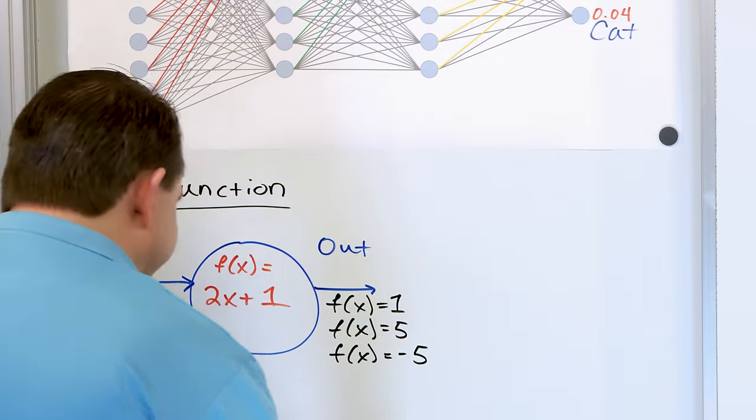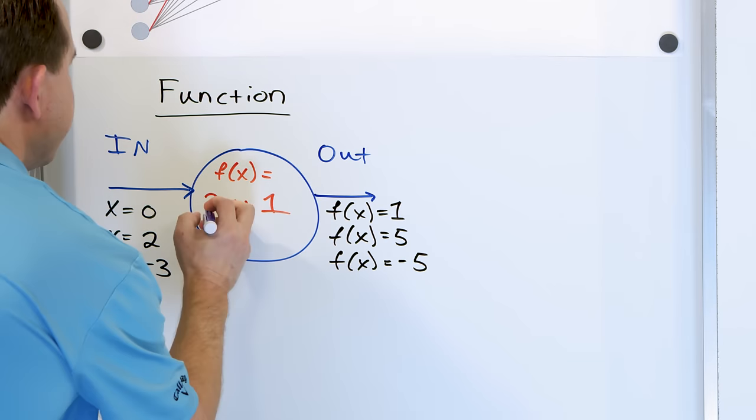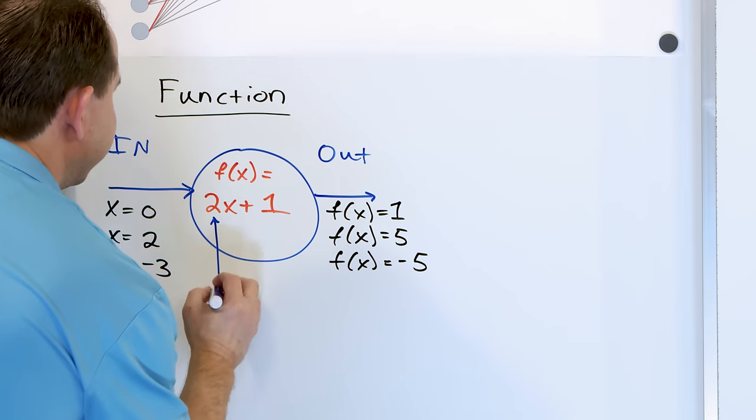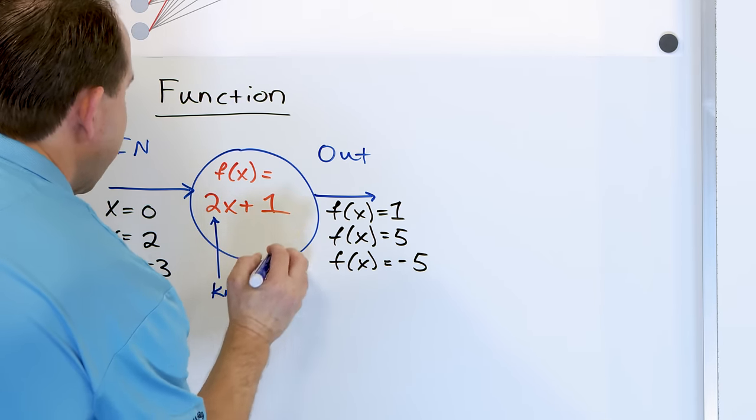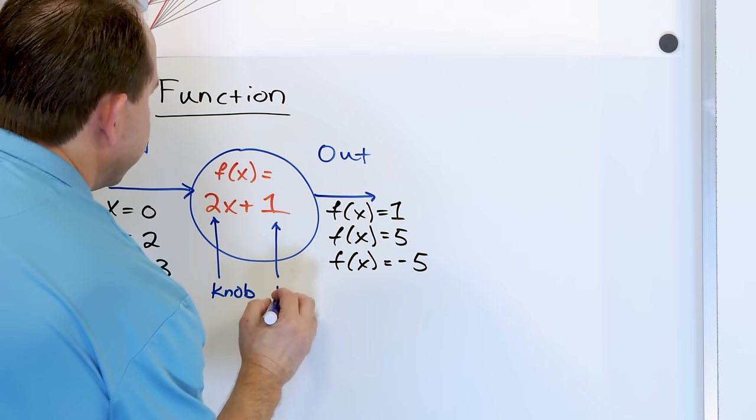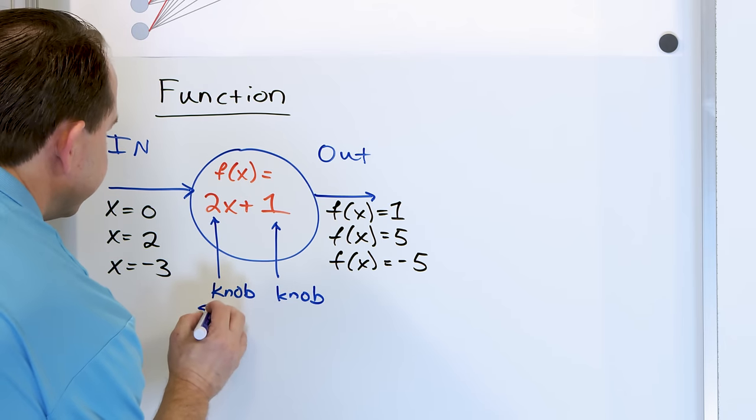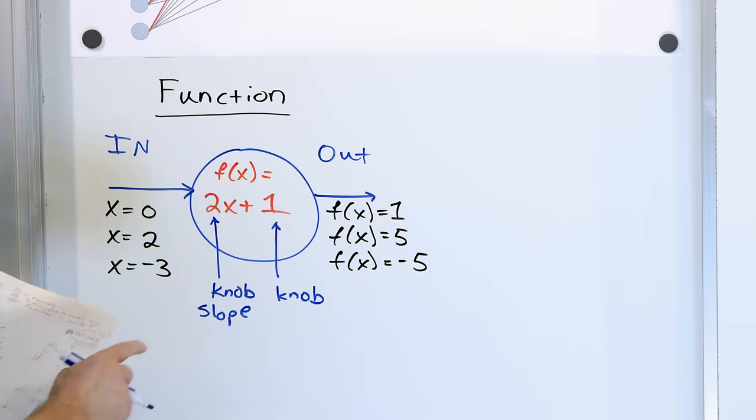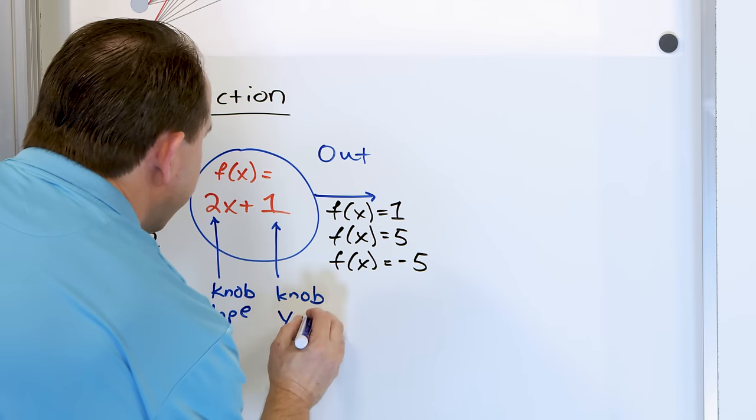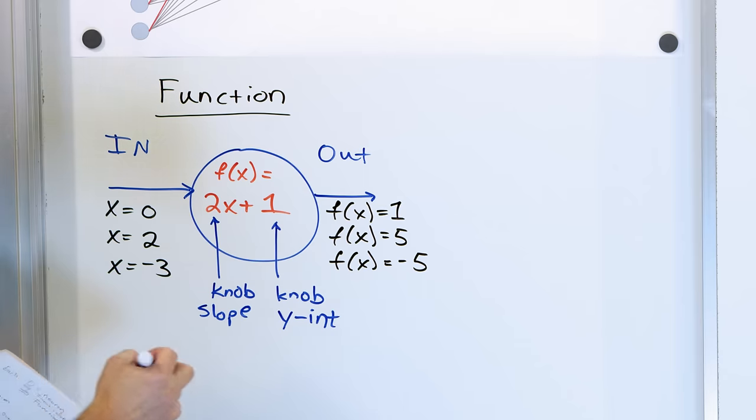Okay, what I can say is that this 2 here in front of the x is a knob. And this 1 here is a knob, right? We call this knob the slope of the line, and we call this one the y-intercept. In the literature for neural networks, we call it the bias.